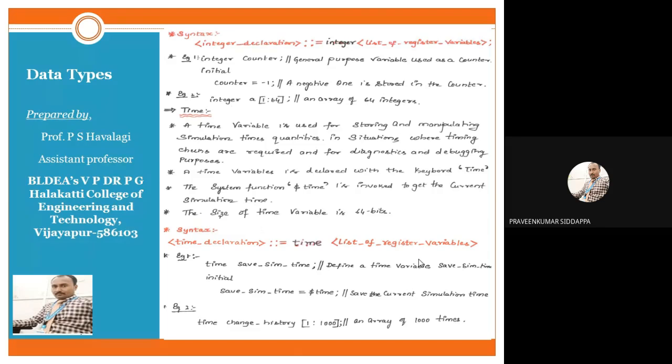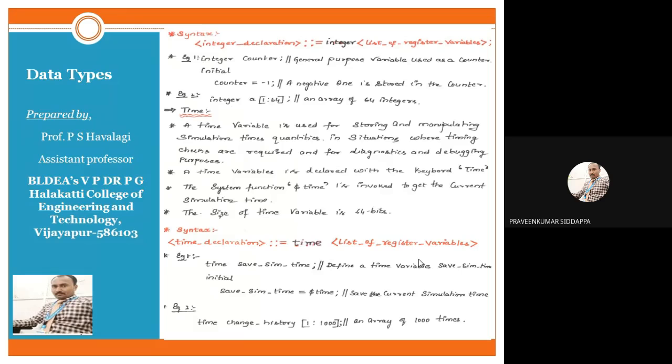The system function we use is $time. $time is invoked to get the current simulation time. In your code, if you write $time, you will get the current simulation time. Next, the size of a time variable is 64 bit. Remember it. The size of a time variable is 64 bit.